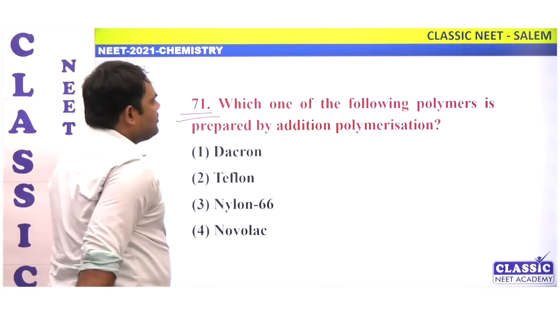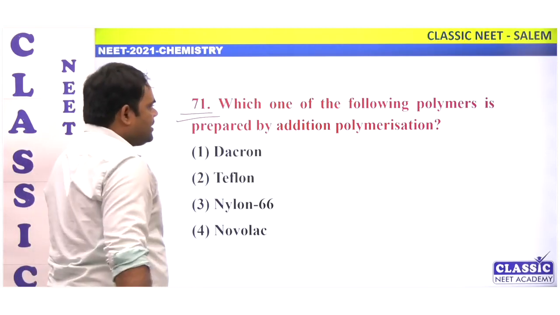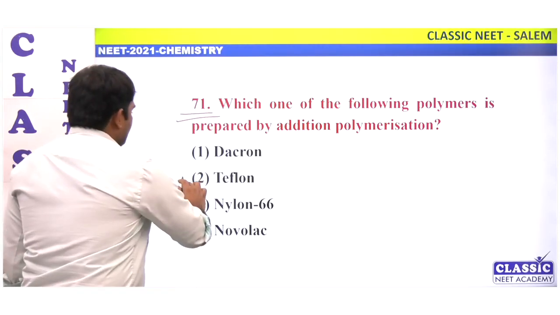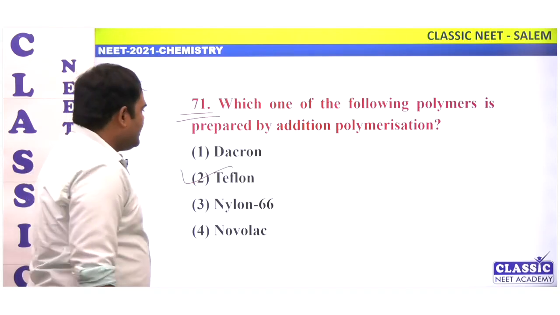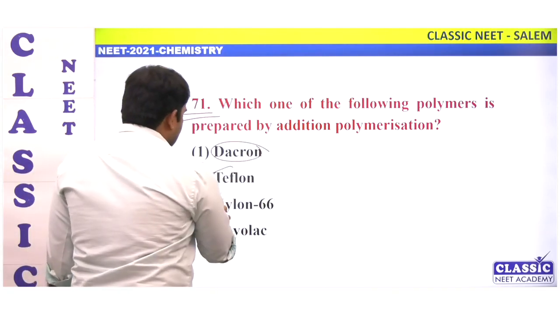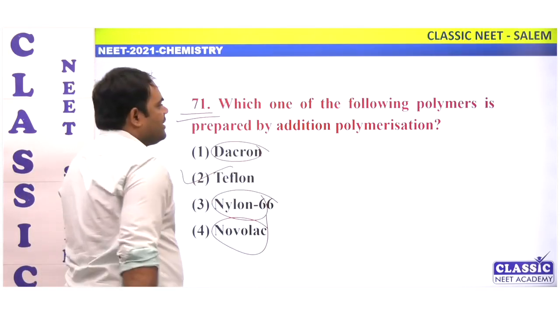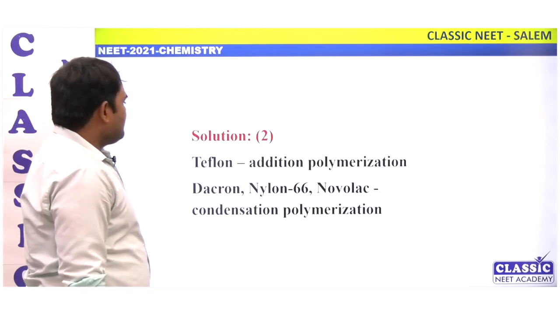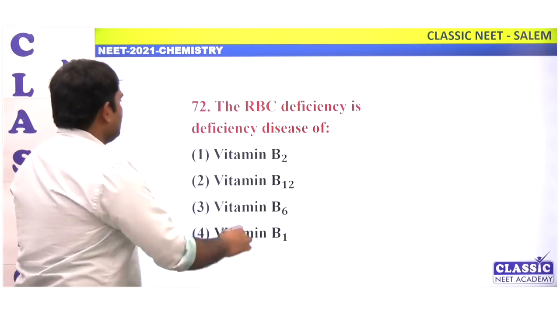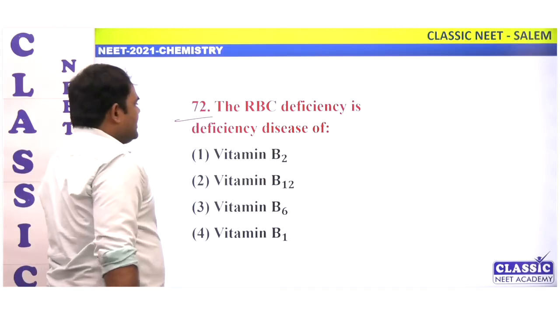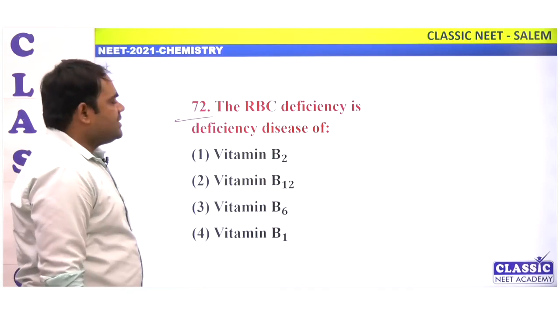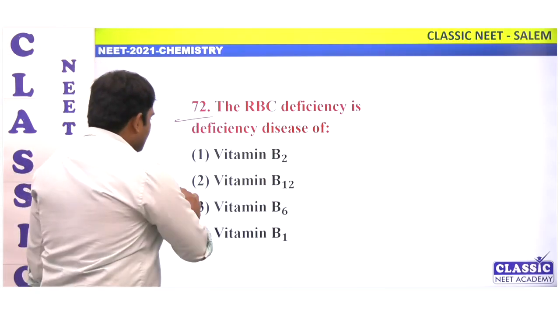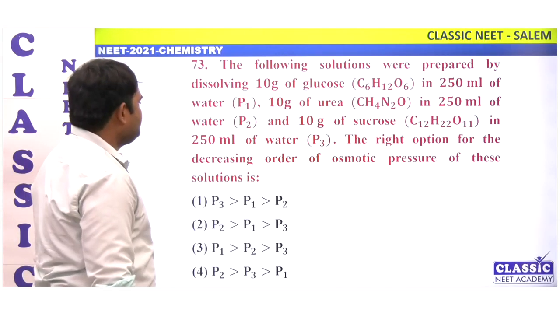Question 71: which one of the following polymers is prepared by addition polymerization? That is Teflon. The remaining ones given here are all prepared by condensation. So the second one is our correct answer. The RBC deficiency disease is caused by vitamin B12.